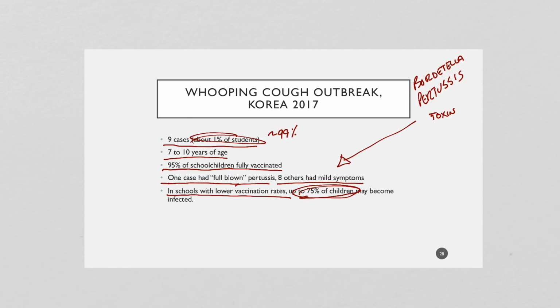But those outbreaks will be made up mostly, or in proportion mostly, of unvaccinated children. The unvaccinated children will have more of the full-blown disease than children who are vaccinated and still part of the outbreak. They will have milder symptoms. And if you have lower vaccination rates, you lower herd immunity, you up the chances of epidemic, and you have up to 75% of the children who become infected.